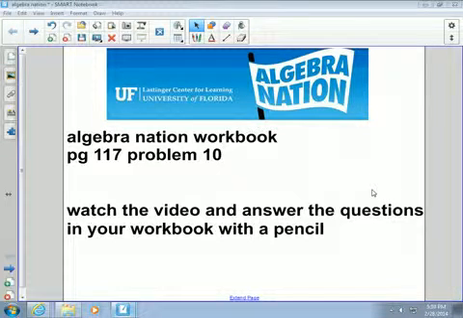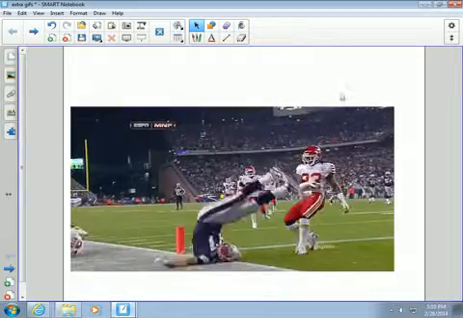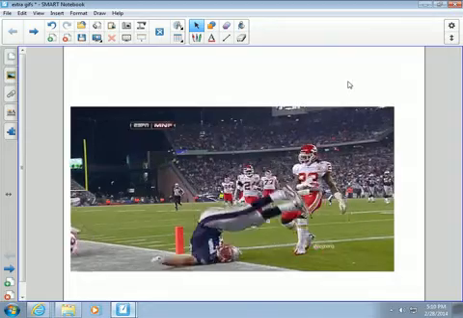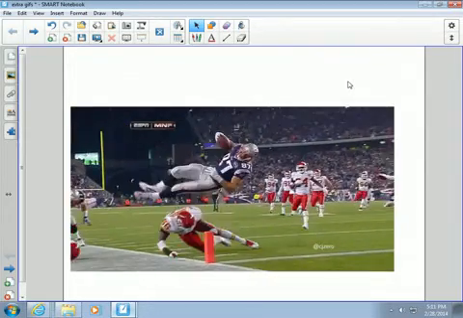Page 117, problem square root 100. Don't let this happen to you on the EOC. Not worthy of a 399.